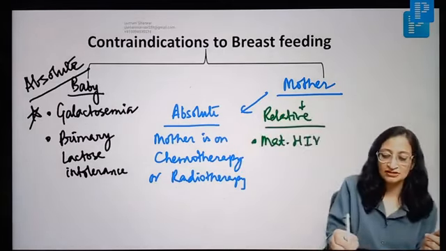Similarly, some other infections like maternal varicella or chickenpox, where the lesions are specifically involving the nipple and areola area. Similarly, maternal TB which is untreated, sputum positive pulmonary TB, where treatment has not been started, or treatment has been started for less than 3 weeks, right? Or maternal breast cancer. So these are relative contraindications where you may or may not breastfeed depending on the exact situation, right?